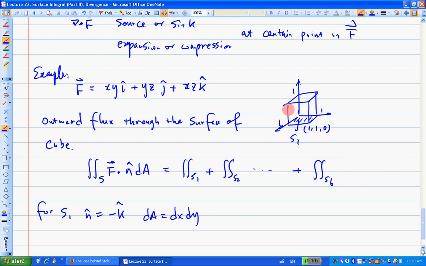Or maybe let's try another one. How about this side here? This is S2. What's the n hat? Negative y? No, not negative y. Negative j hat, that's right. And dA will be? That's right. So now you see how you calculate it, if you calculate separately all 6 surfaces here.